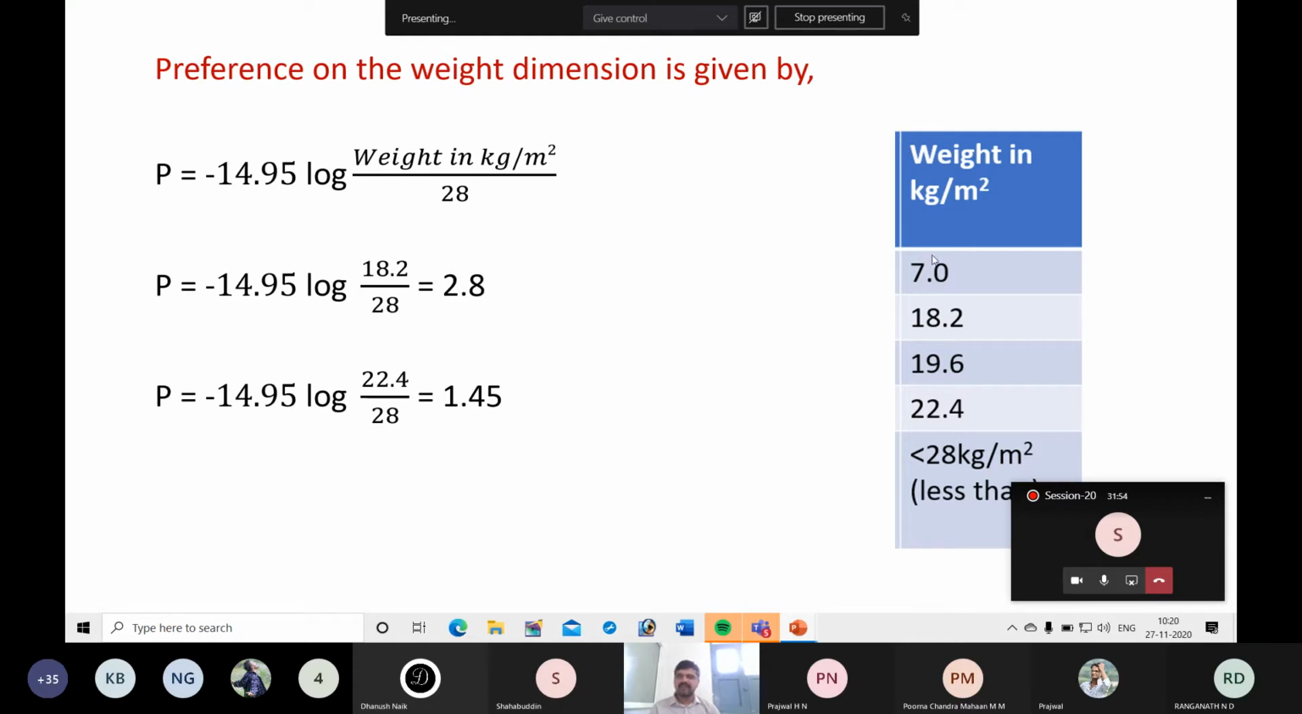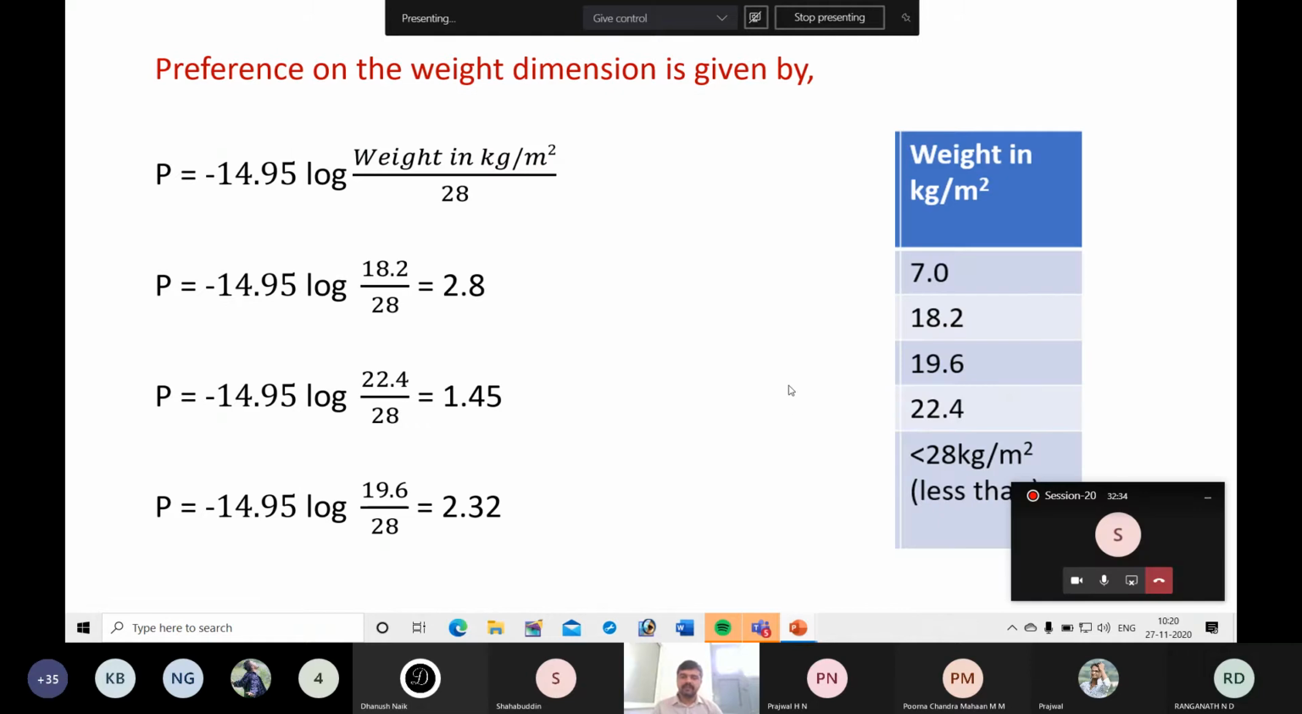For 7.0, already we have assigned a value as 9. You can rewrite the table by writing the utility numbers. For 7.0 it is 9, for 18.2 it is 2.8, for 22.4 it is 1.45, for 19.6 it is 2.32. Like this you can find utility numbers or preference numbers. Later we use these preference numbers to find overall utility of the material.